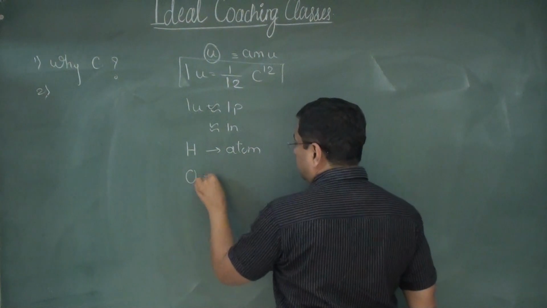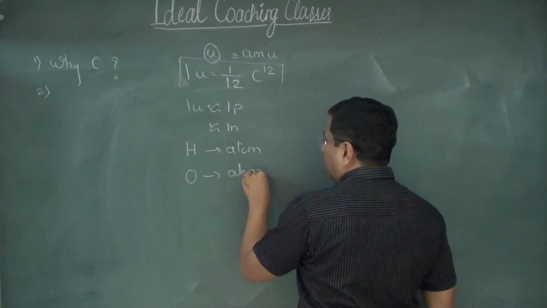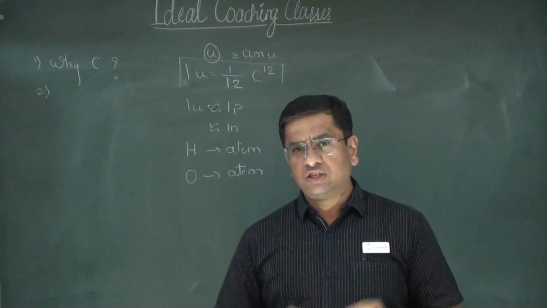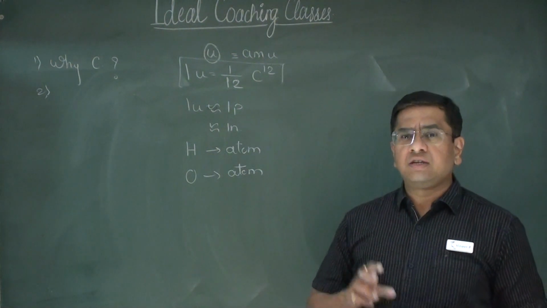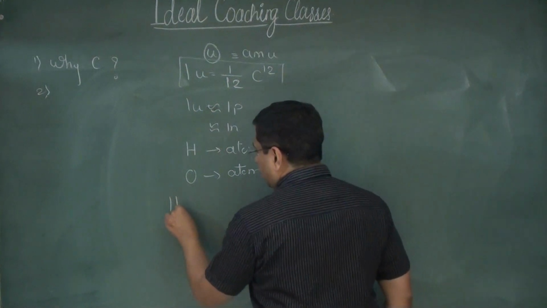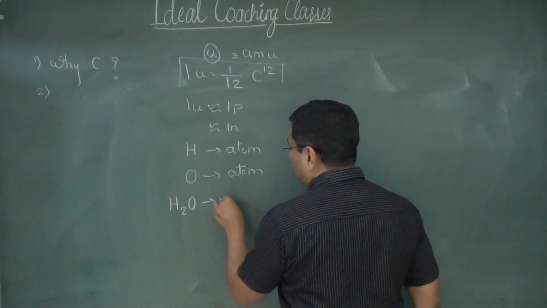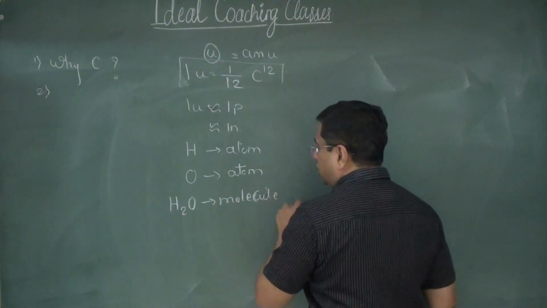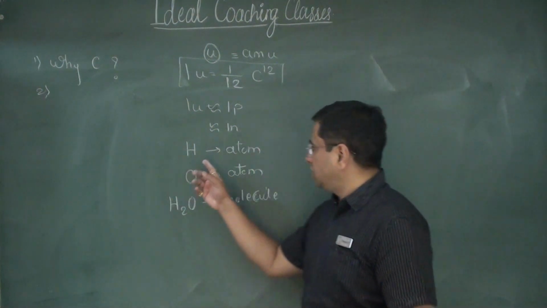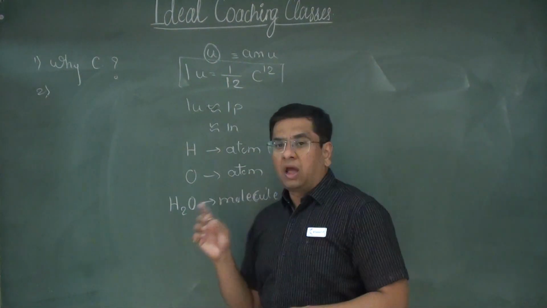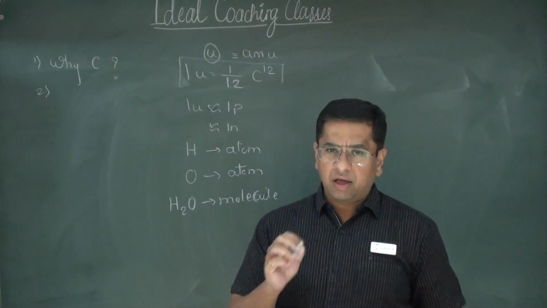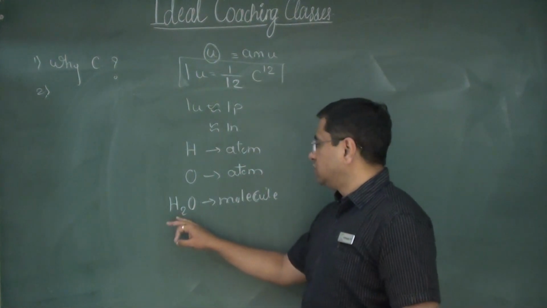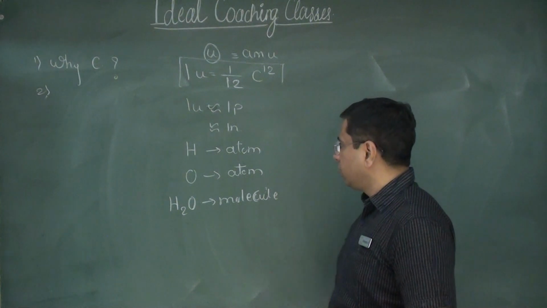When I say oxygen, it's an atom. Atoms combine in a definite proportion with each other and we say it's a molecule. H2O is a molecule. Hydrogen is an atom, oxygen is an atom, and hydrogen will combine with oxygen in the ratio 2:1 to form water. So we say H2O is a water molecule.